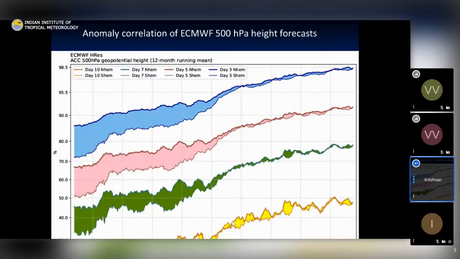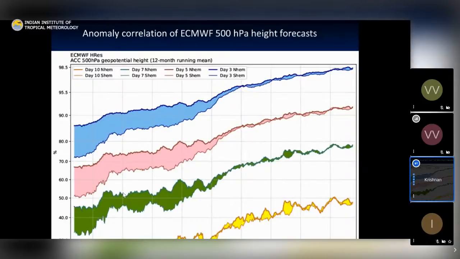The other point is that the forecast skill of a 5-day forecast in recent times is comparable to the 3-day forecast skill you saw in the 80s. So a 5-day prediction is as accurate as a 3-day prediction of the 80s. Similarly, a 7-day prediction in recent times is as good as a 5-day prediction in the 80s. And a 10-day prediction presently in NWP is what was seen in a 5-day or 7-day forecast 20 or 30 years ago. So clearly, the skill of the NWP forecast has increased.